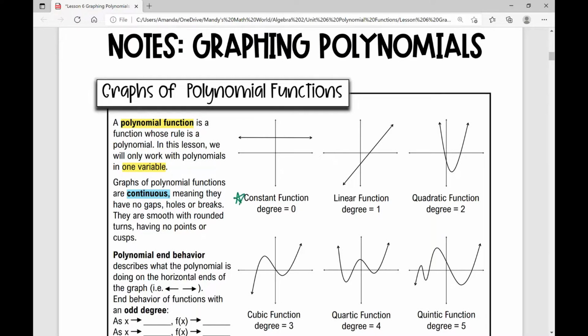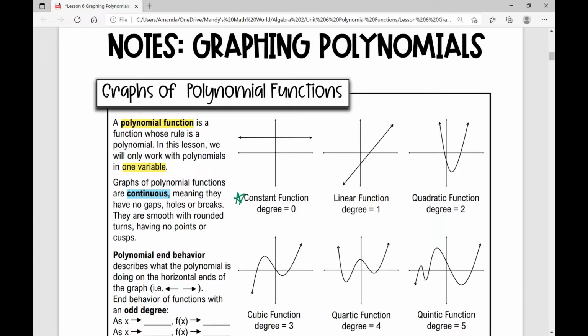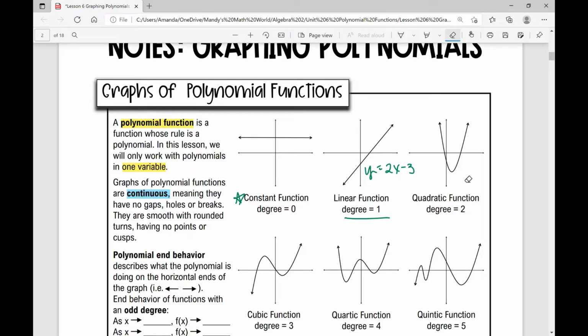You first might see something like this, a constant function, where you have something like y equals 4, where there's no x variable, there's just a constant. And what you get is a horizontal line. That's a constant function. Then you might recall, or you're probably very well versed with linear functions. Linear functions produce lines. Their degree is 1. So something like y equals 2x minus 3. That's a linear function.